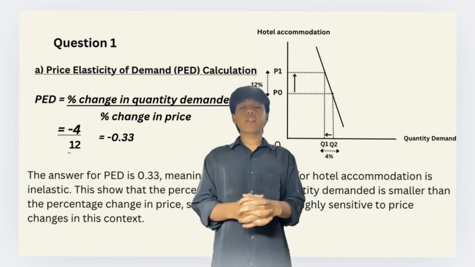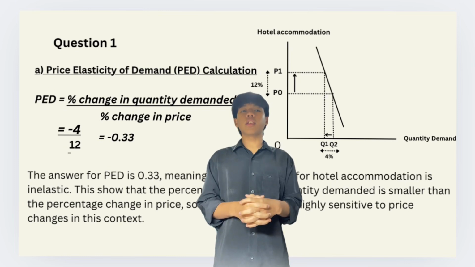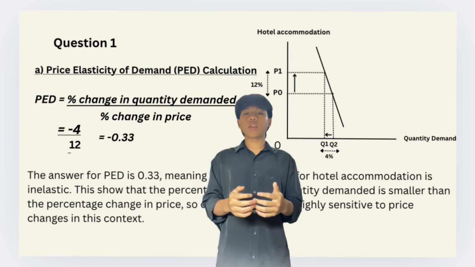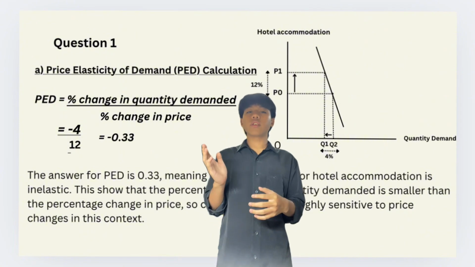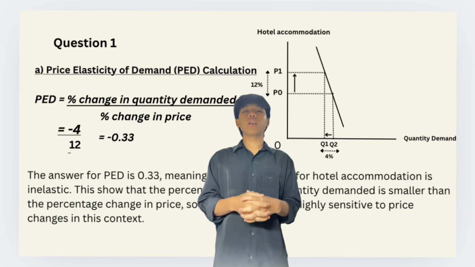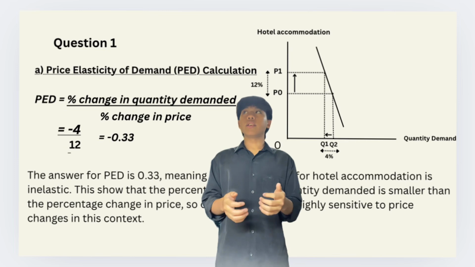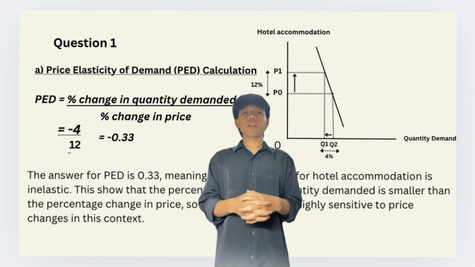Let's start by discussing the price elasticity of demand for hotel accommodation. Price elasticity measures how sensitive demand is to price change. Here is the situation in the tourism sector. Hotel prices rise by 12% due to increasing demand, while the quantity demanded decreased by only 4%. Using the formula, price elasticity of demand equals change in quantity demanded divided by change in price.